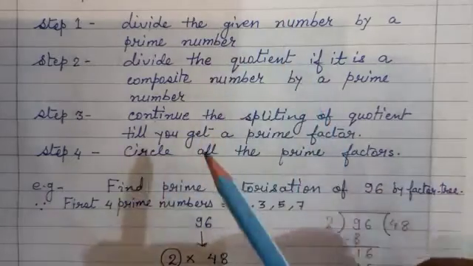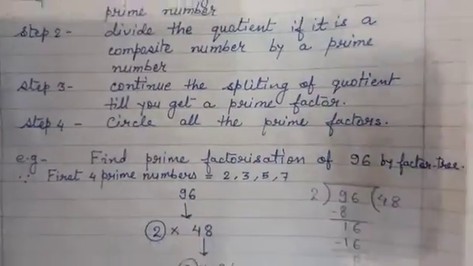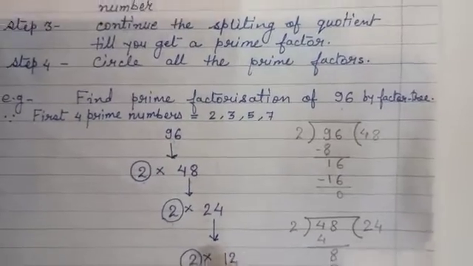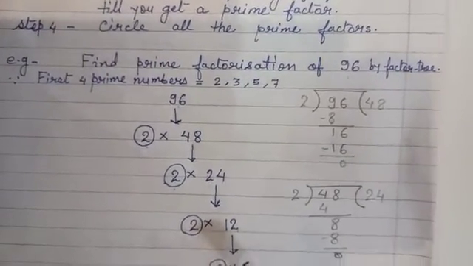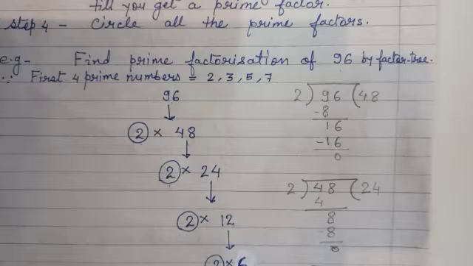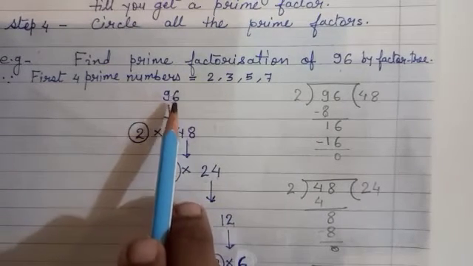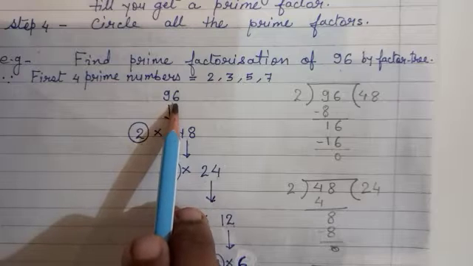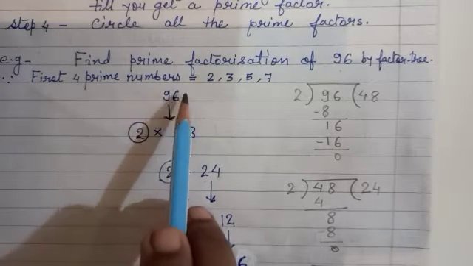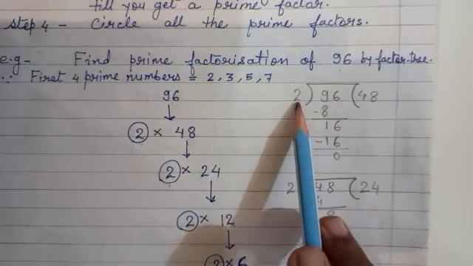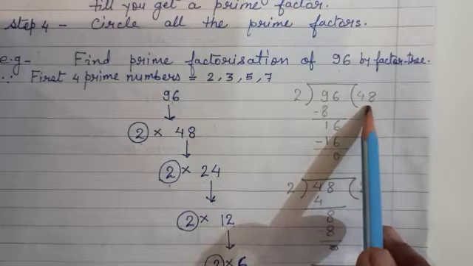It will be more clear if you see an example. Now look at the example. Find the prime factorization of 96 by the factor tree method. Look at this 96. This 96 is divisible by 2. It is an even number. The last digit is 6. It is divisible by 2. Therefore the entire number is divisible by 2. When we divide this 96 by 2, we will get 48 as the quotient.